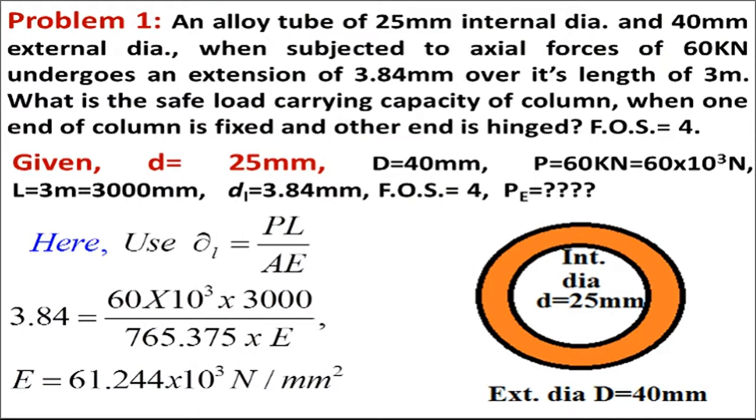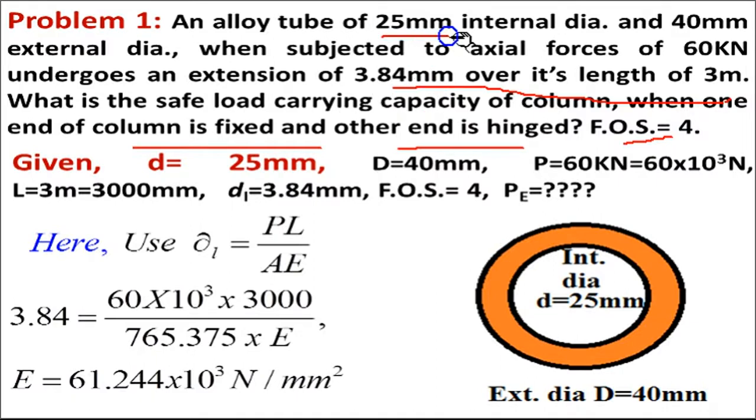See the first example. An alloy tube of 25 mm internal diameter and 40 mm external diameter, when subjected to axial forces of 60 kilonewton, undergoes an extension of 3.84 mm over its length of 3 meter. What is the safe load carrying capacity of the column when one end of the column is fixed and the other end is hinged? Take factor of safety as 4. Now see, this problem is quite different from the previous one. The procedure of solving is the same, but the data given is somewhat different.